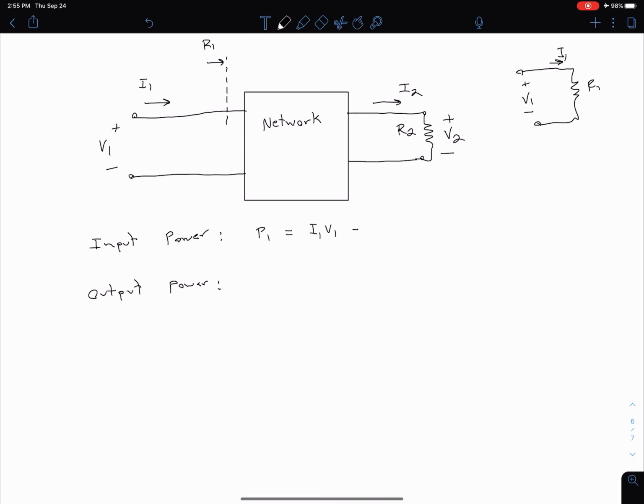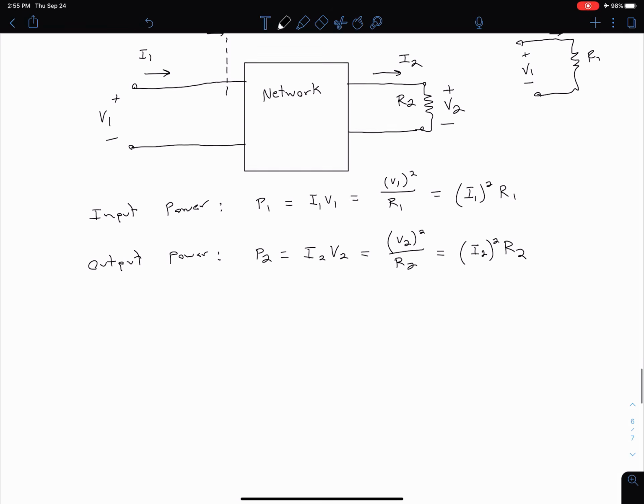So if that's the case, we can rewrite this power as V1 squared divided by R1, or we could also write it as I1 squared times R1. Similar thing for our power P2. We can say it's IV, where we have I2 and V2. We could also say it's V2 squared divided by R2, or we could say it's I2 squared times R2. So we have these various forms of power.